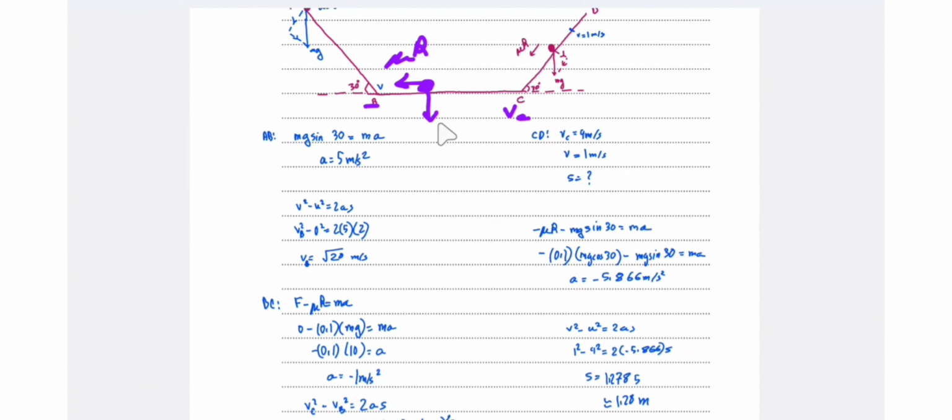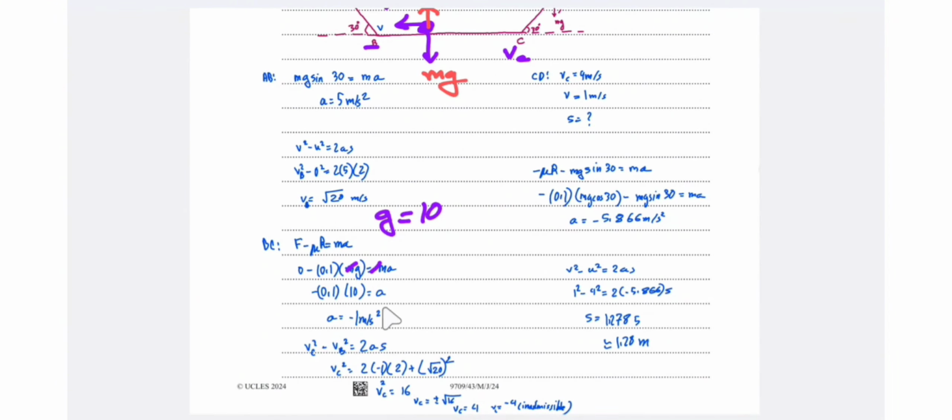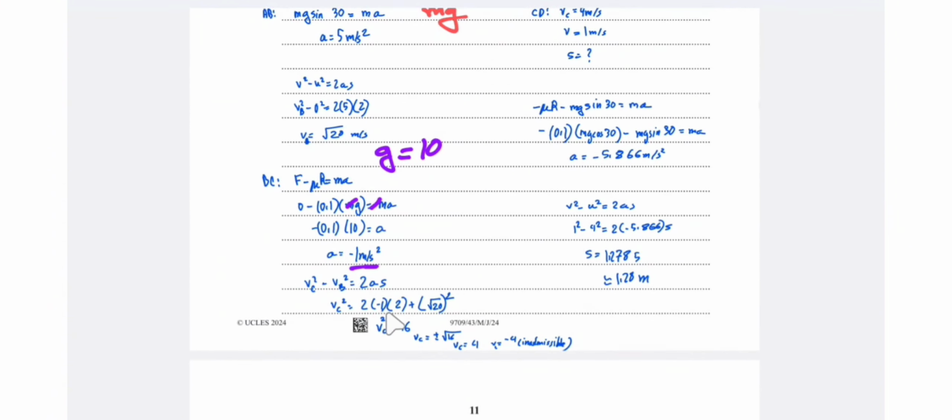And what is R? The weight mg is acting downward, and R is the normal reaction force, so R is equal to mg. So minus 0.1 mg is equal to mass into acceleration. Here m and m cancel, and g is 10 meters per second squared. After substituting the values, we get the acceleration as minus 1 meter per second squared.